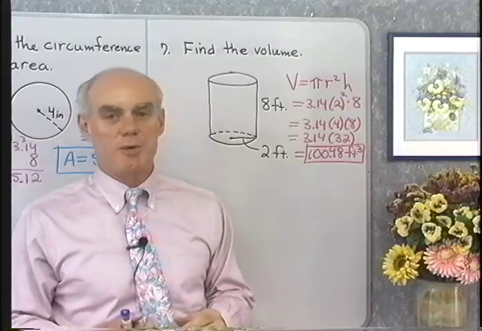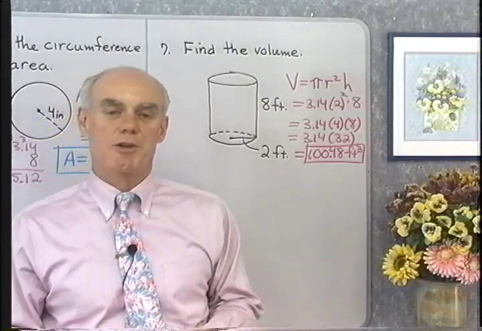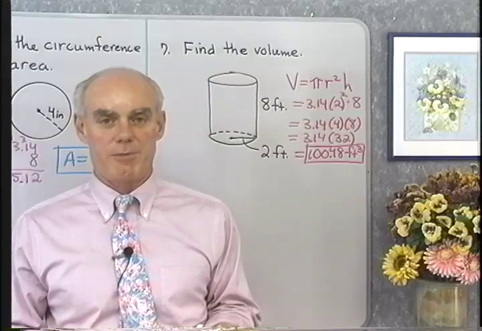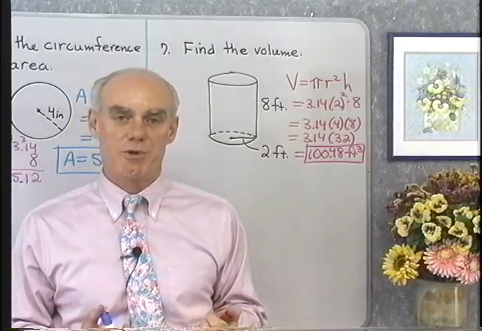So that's a look at multiplication with decimal numbers and some of the formulas involving circles and cylinders that involve pi, which is itself a decimal number, 3.14.